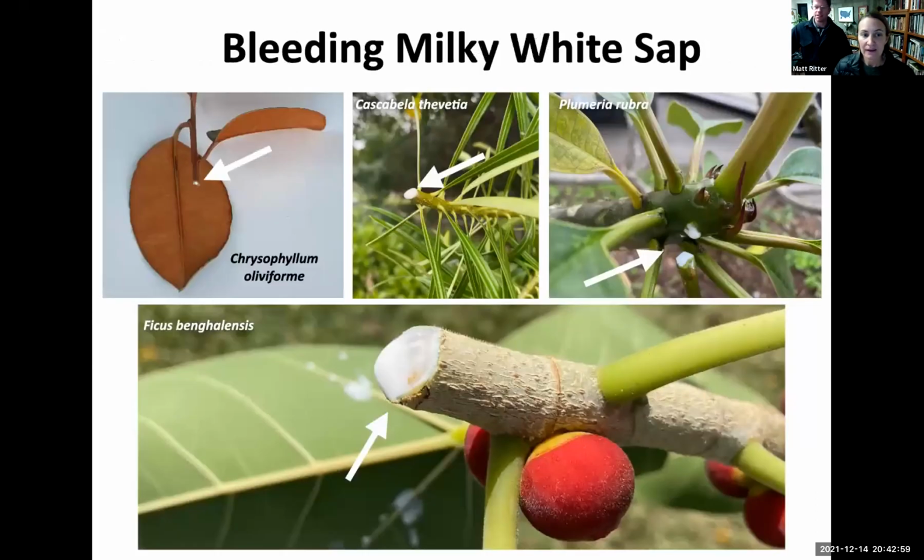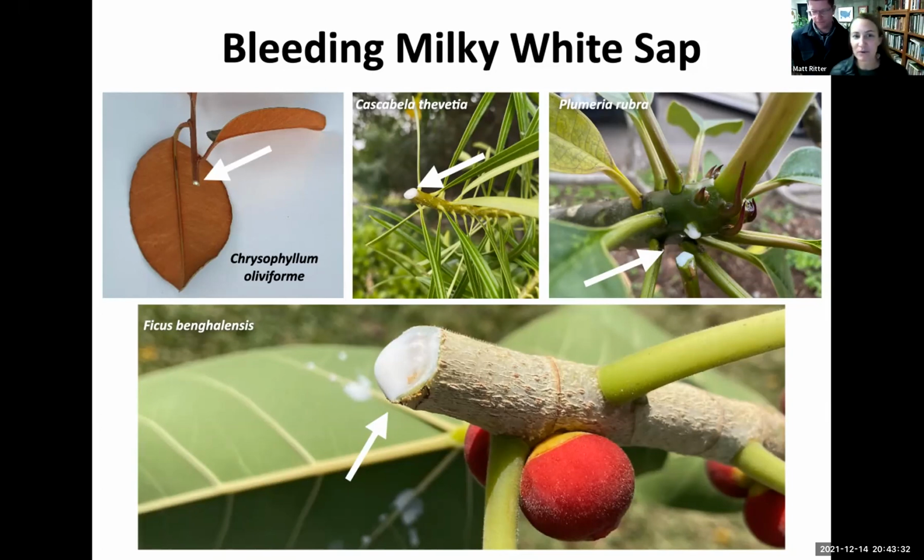And here's some examples of trees that bleed milky white sap. You all have probably pulled a leaf off of Plumeria and seen that it bleeds pretty obviously white sap. Ficus do the same thing. There's the bee still tree in the middle there, also bleeding white sap. And so this is a nice and easy character that is there year round. You don't need any fruit or flowers to see it. All you need to do is pull off a leaf and you'll see if there's sap there or not.